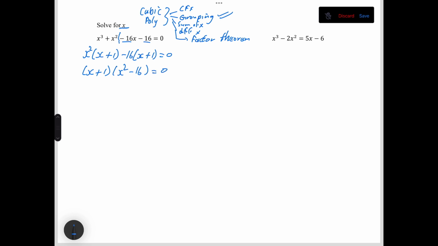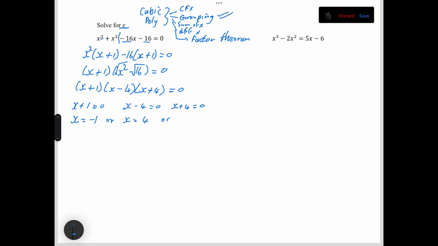Right, so now we can further factorize. X squared minus 16 is a difference of two perfect squares, and that gives me an x minus 4, and the other bracket will be x plus 4, equals 0. Now my 4's are written quite weird, so it might look like a 6 at times, but just know it is a 4. Don't get it twisted. Then x plus 4 equals 0. So now we take the values over, and that will be our answer: x equals negative 1, or x is equal to 4, or x is equal to negative 4. And now it looks like a 6, yeah.